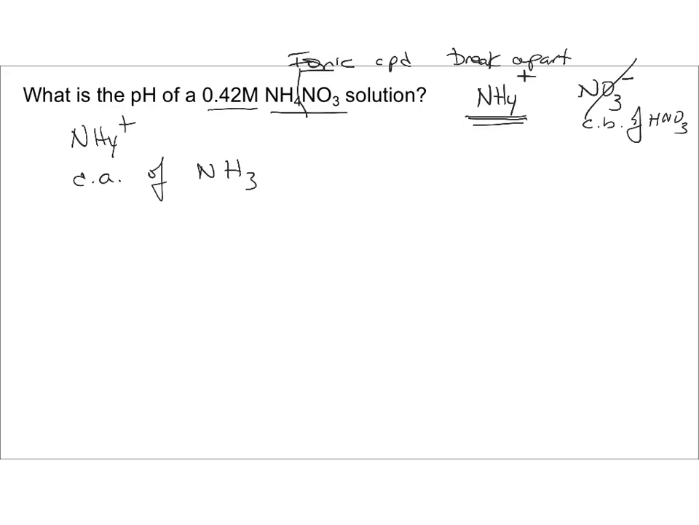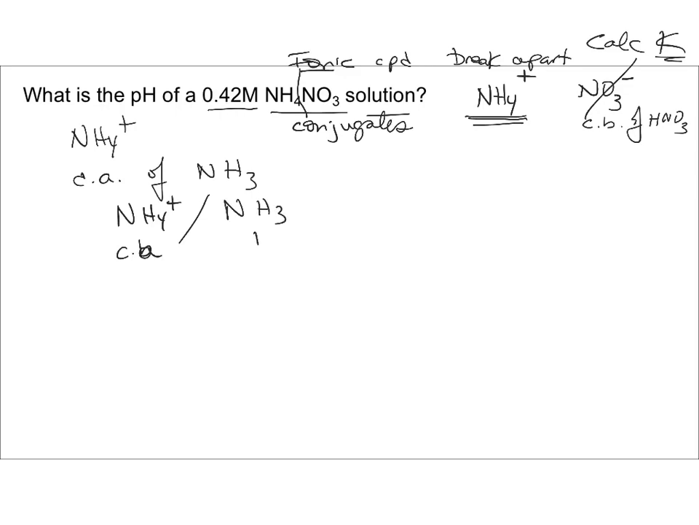and then we're going to calculate the K that we need. So we're going to look at these and realize if we have an ionic compound, it's always going to be made up of conjugates. So if we look at our conjugates, we know what we have is nitrate, which is an inert, and we have NH4+. We know that this is the conjugate acid of NH3. NH3 we know is a base.